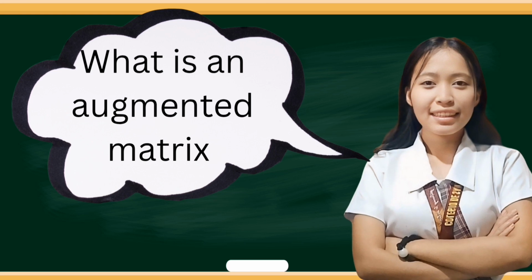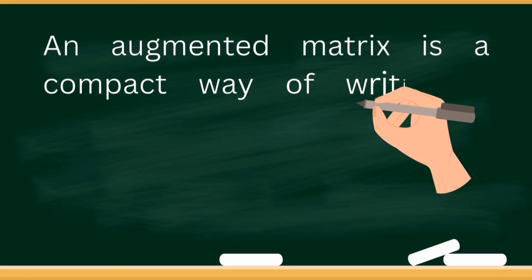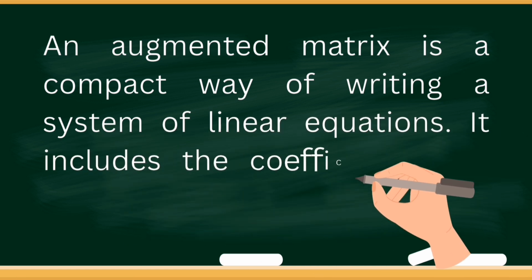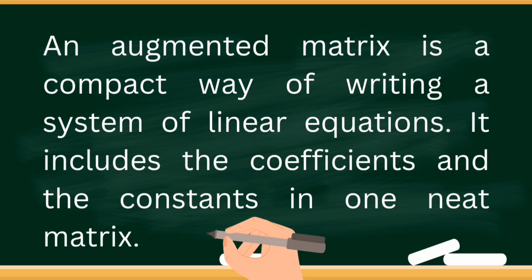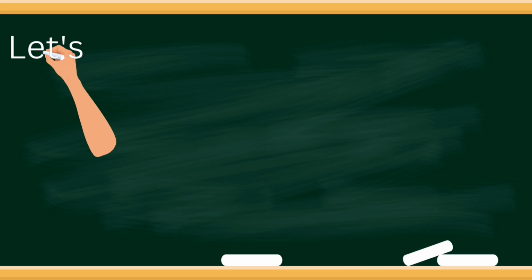First, let's talk about what an augmented matrix is. An augmented matrix is a compact way of writing systems of linear equations in which the coefficients and constants are the bases. This method also provides a quick and organized way to solve systems of linear equations, especially when you are dealing with multiple variables and equations.